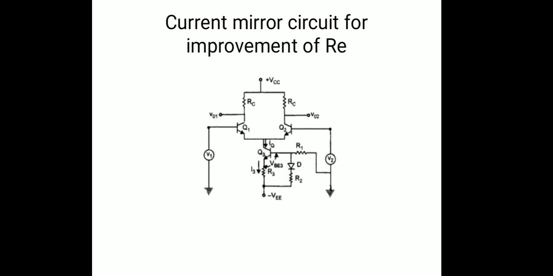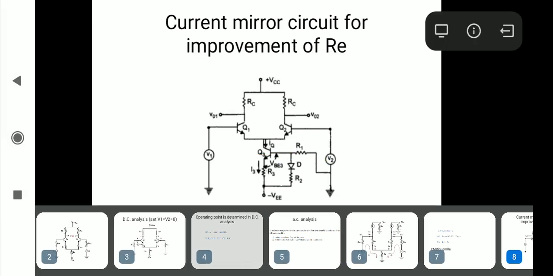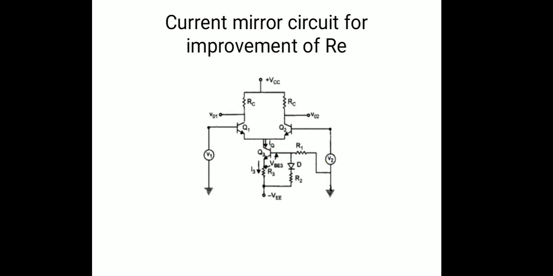So in the next slide, we have used a current mirror circuit for the improvement of RE, and we have used this transistor, that is Q3, for providing the constant current to the Q1 and Q2 transistors. In this, we have utilized the resistances and the diode. The resistances are being utilized to provide the necessary biasing, and the diode is being utilized to provide the temperature insensitiveness to the signals.